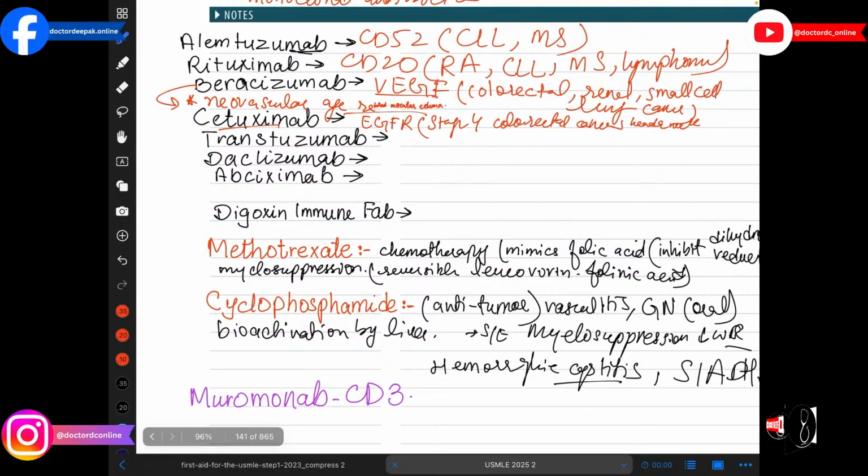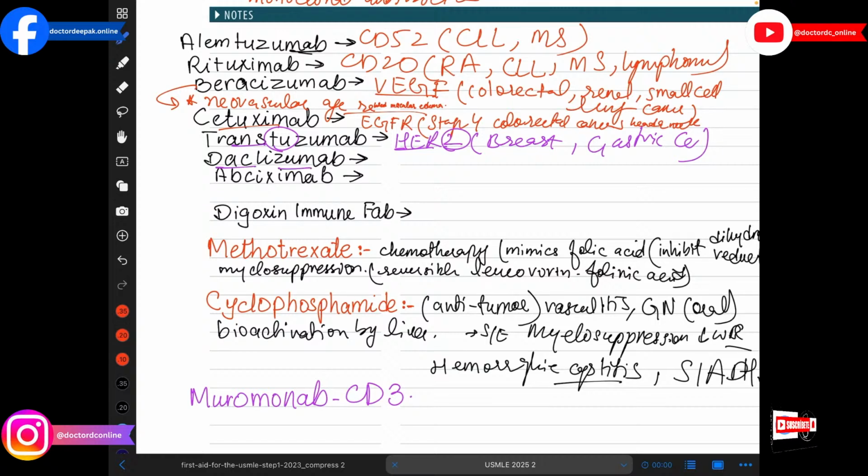Next, we are having the Trastuzumab. The Trastuzumab is mostly for HER2. If you guys focus, they are having Trastuzumab. They are targeting the HER2 that is responsible for the breast and gastric cancers.